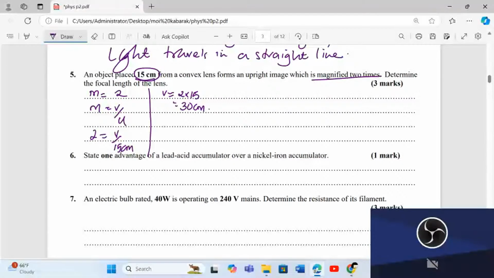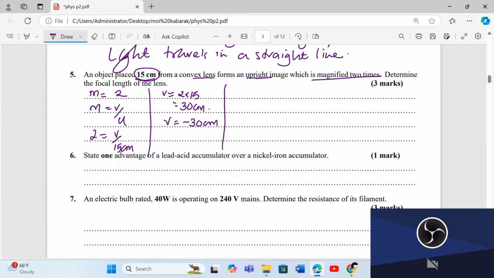But now we are told that this is a convex lens and it is forming an upright image, and it is magnified. Therefore, we know that in this case our V is supposed to be negative 30 centimeters from the sign convention.